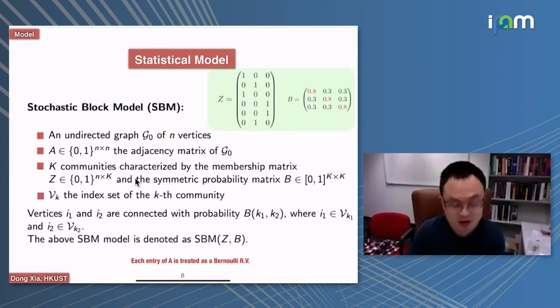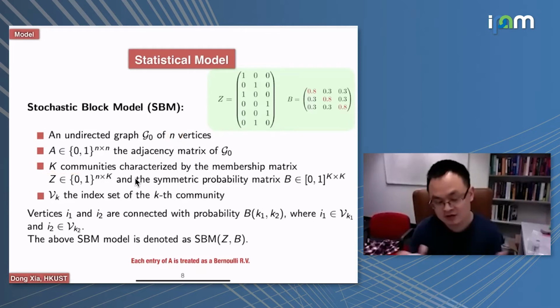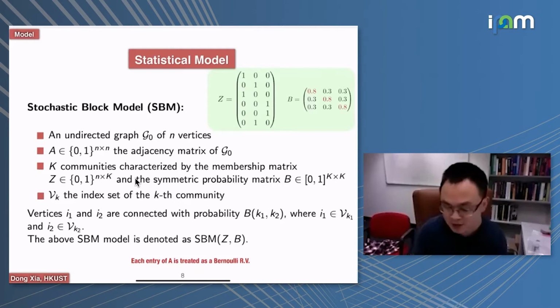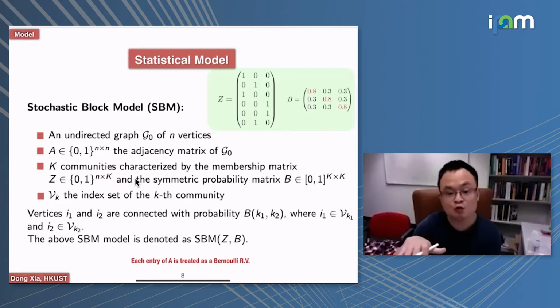And we'll assume that these n vertices can be divided into k disjoint communities. So basically, the vertices in the same communities just mean they maybe share some similar features or characteristics. And we usually denote a binary matrix Z as the membership matrix. In other words, for this matrix Z, every row corresponds to 1 vertex, and for every row, it has only 1 entry that is non-zero.